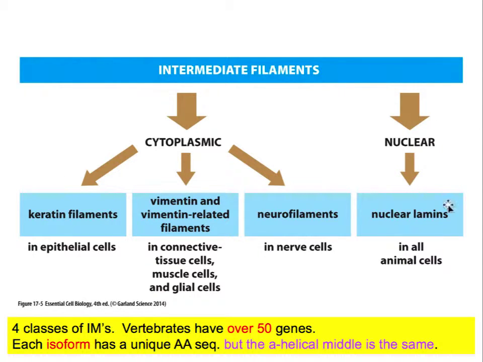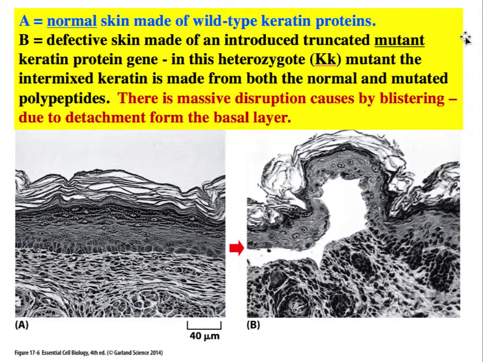What they all share in common is that the central part, the alpha helical middle, is the same in every one of these genes that are expressed. But each end of the filament has a unique set of amino acids. So far, about 50 genes have been discovered for intermediate filament proteins in vertebrates. If these filaments are not generated properly, then there can be huge implications for the cells in which they occur and for tissues in which those cells are found.